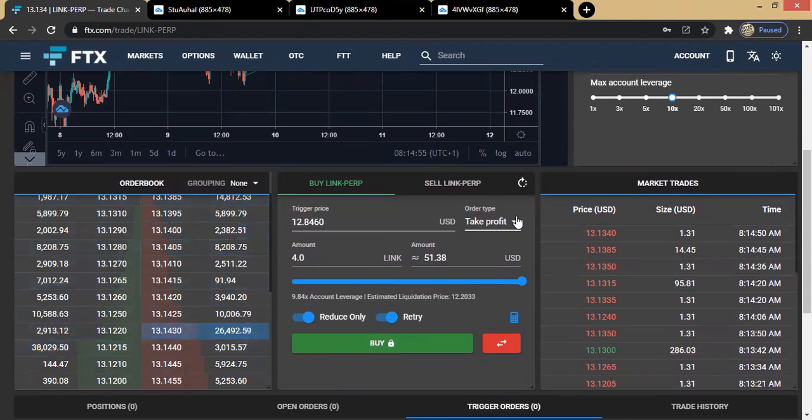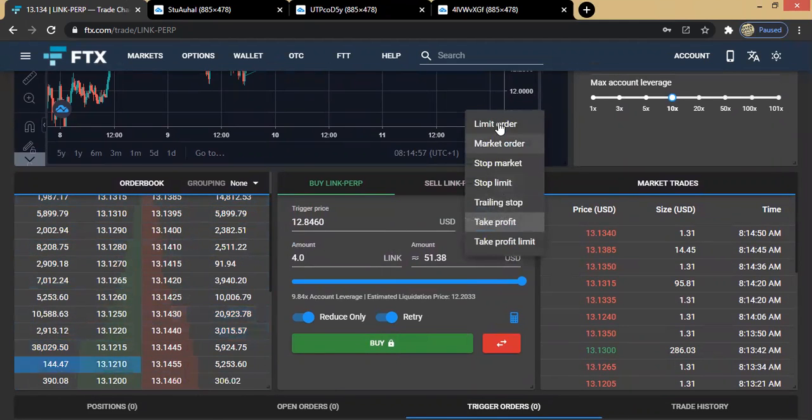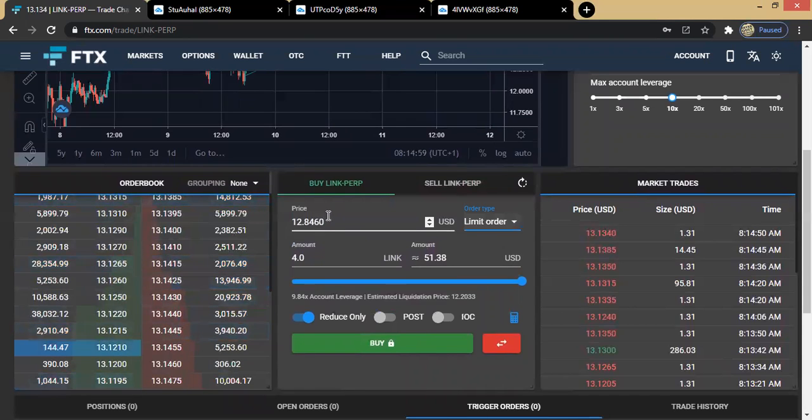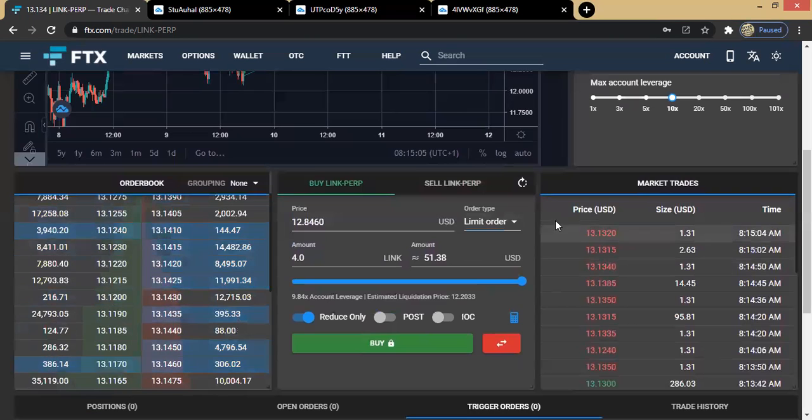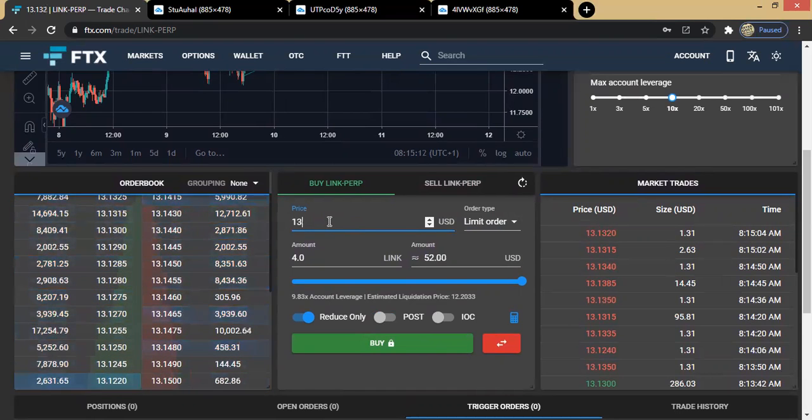The next thing, please, this thing shouldn't be in take profit, it should be in limit order. I say buy at 8460, and eventually I click on buy and it goes ahead to buy for me. Then I come back and say take profit at maybe 13.2.